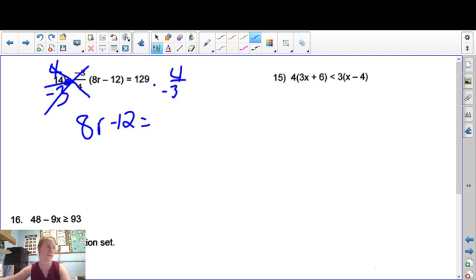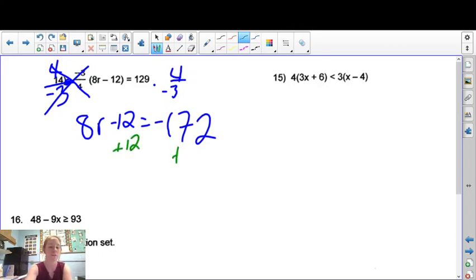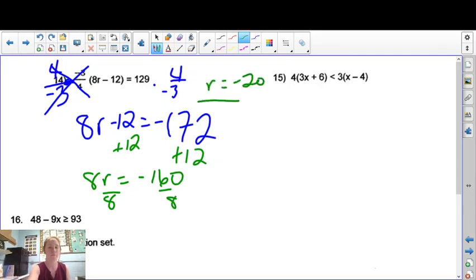And then I like to simplify things, so I'm going to take 129 divided by negative 3 first, which is negative 43, and take that times 4. Gives me negative 172. So we're going to go ahead and undo our addition or subtraction first. So I'm going to go ahead and add 12. So I get 8r is equal to negative 160. Then I go ahead and divide both sides by 8. r is equal to negative 20.